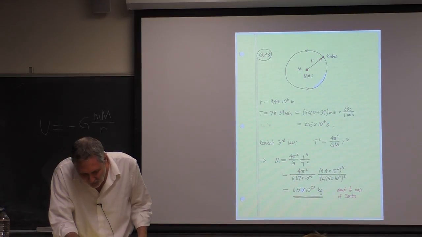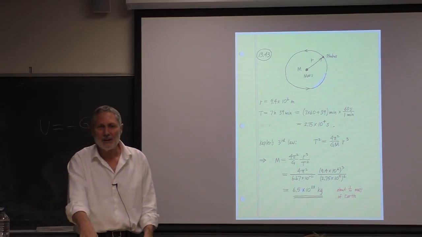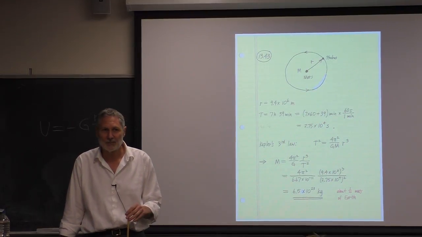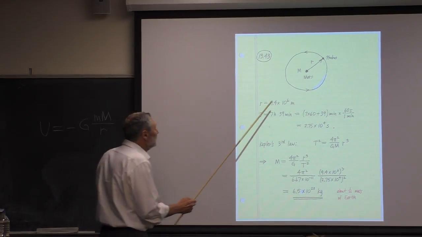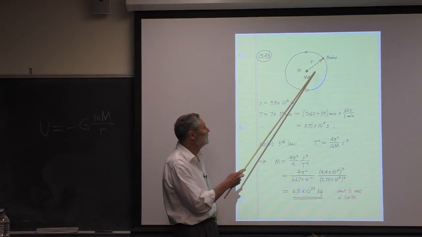We have a circular orbit where we know the radius, and we're given a period. Now I want you to notice something here. This is stuff that can be measured with a telescope. You can measure this radius, and they're quite accurate.